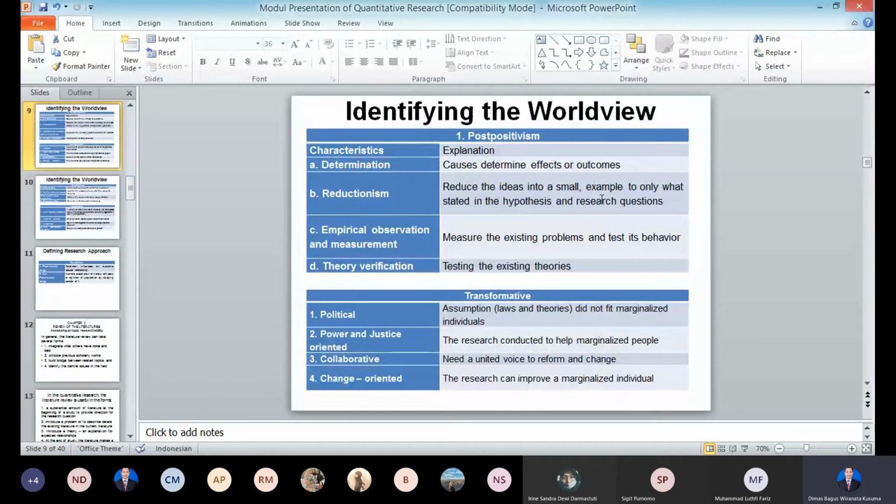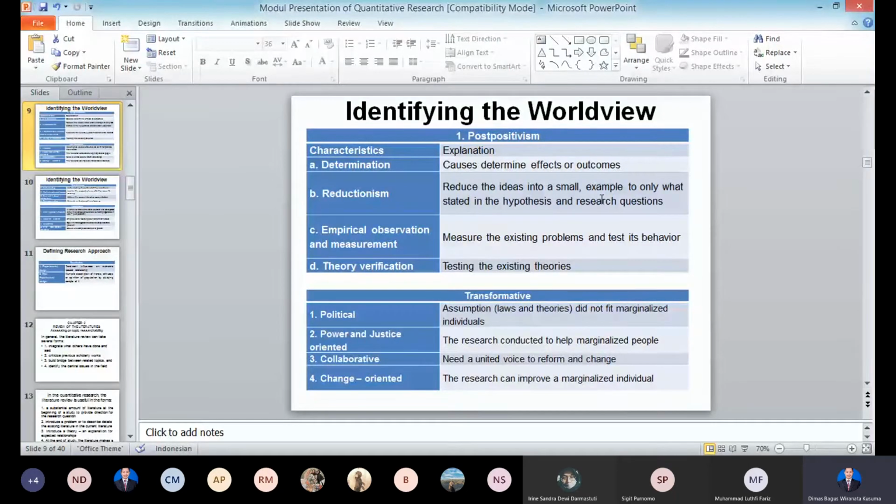Post-positivism has some characteristics. The first one is determination. If your worldview is post-positivism, you try to explain by looking at the causes that determine an effect or outcome. So there's a cause and effect. There are independent variables, there are dependent variables. You try to correlate and relate both.